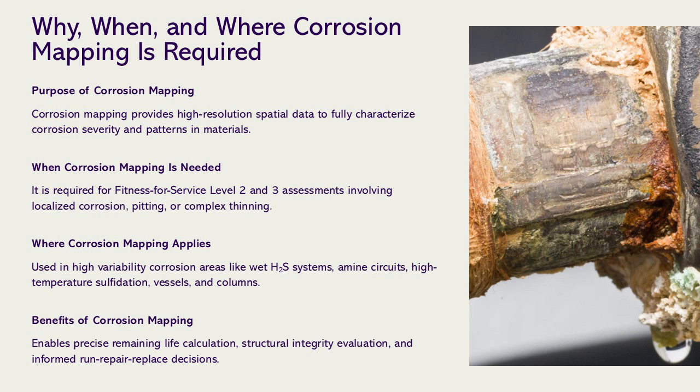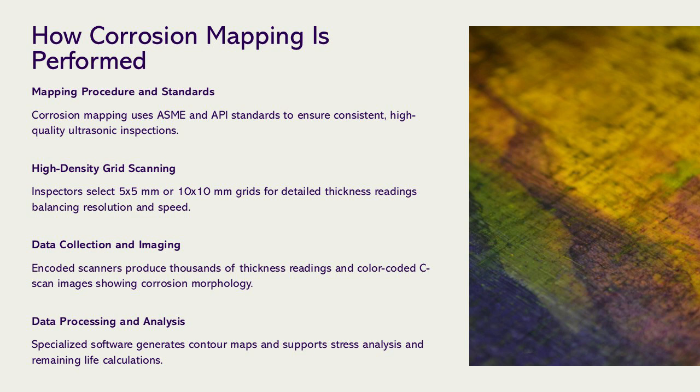Corrosion mapping is indispensable for vessels, columns, and shells where a localized defect may compromise structural stability. Its detailed output allows for precise determination of T-min, MAWP recalculations, and run, repair, replace decisions. UT corrosion mapping follows advanced procedures outlined in ASME Section 5 Article 5 and API 579-1 Part 4.